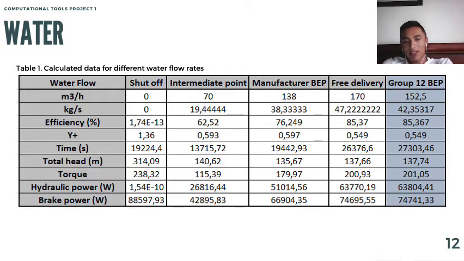In the efficiency, we could have an error because the free delivery has a higher efficiency than the other values, and this is incorrect because the best values need to be the BEP of the manufacturer and the BEP of my group. The BEP of my group is okay because it has a lower value, but it is not the same.